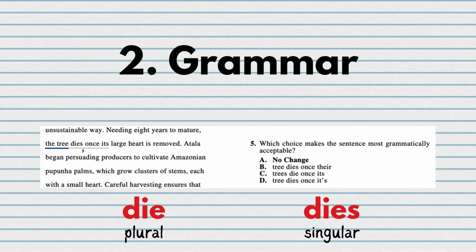We find the same question in the pronoun at the end, with their, its, and it is with an apostrophe as option choices. It is not their, that is for plurals. Remember, its with an apostrophe means it is, while its with no apostrophe is possessive. Does the tree die once it is large heart is removed sound right? No. They will quiz you on its a lot, so make sure you know how these work.